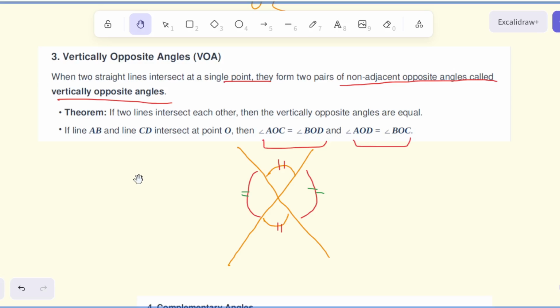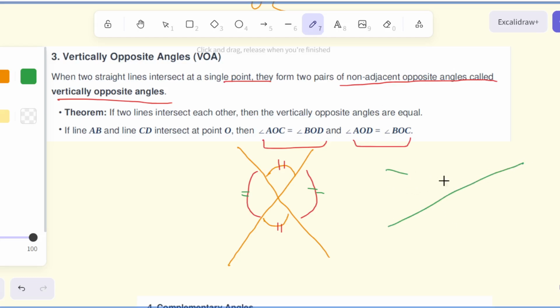Wait, could you explain the vertically opposite? I was looking at the theorem, but I understand. Yeah, any two lines when they intersect, let it be like this. There will be four angles formed. If you see, these are the four angles formed. So the opposite ones will be the same, like these two will be the same, and these two will be the same. Vertically opposite angles are formed by two intersecting lines.